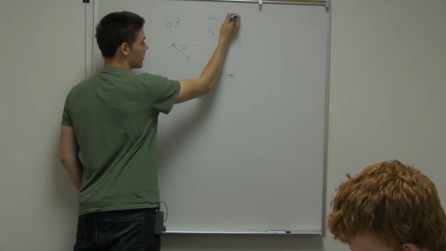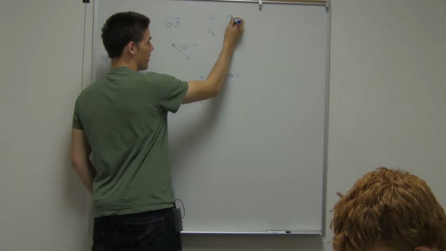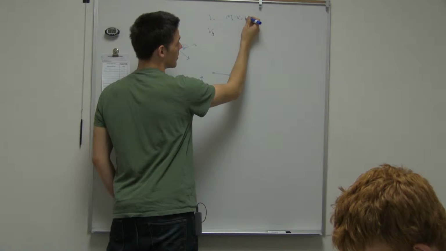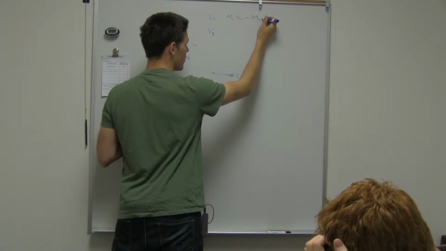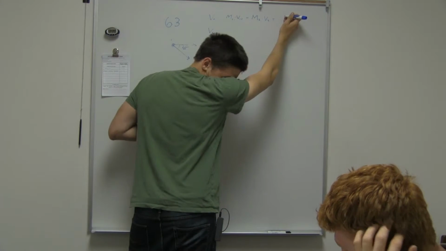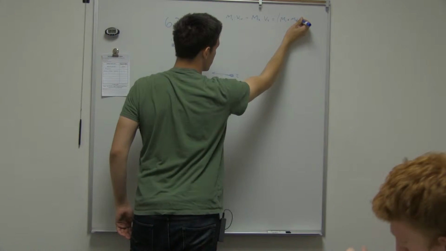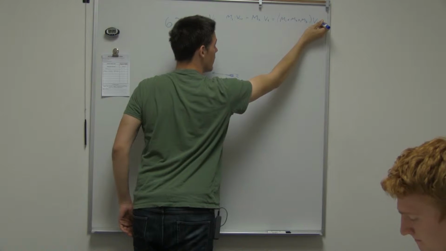So in this case, it's gonna be mass 1, 2, 3. Mass 1 times velocity 1 in the X, plus mass 2 times velocity 2, plus mass 3 times velocity 3 in the X, is equal to mass 1 plus mass 2 plus mass 3 times V in the X.